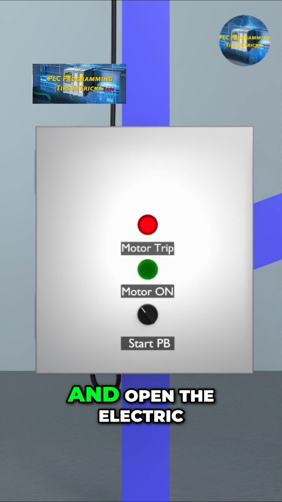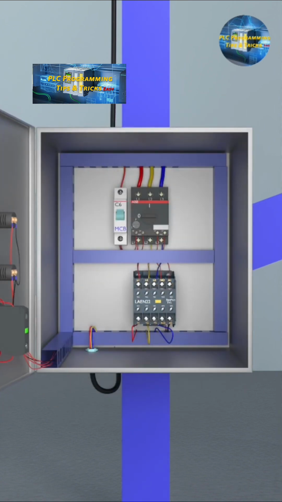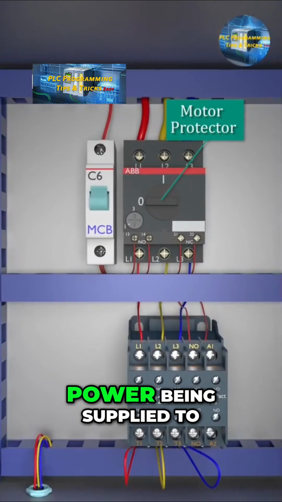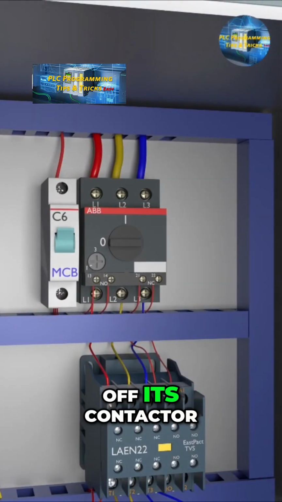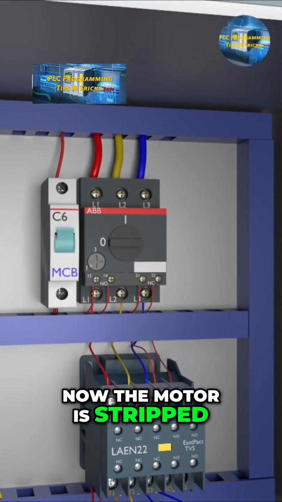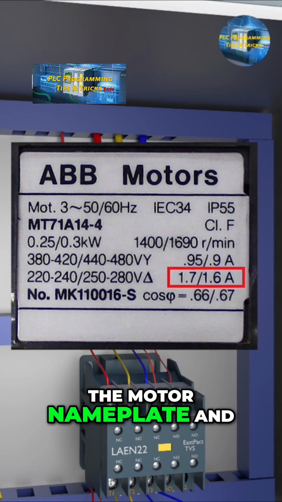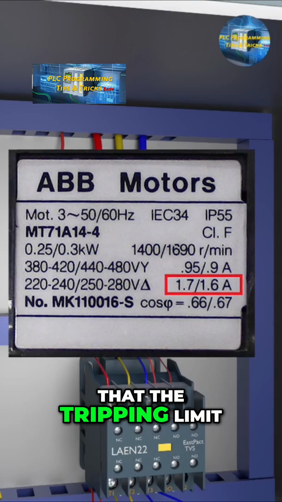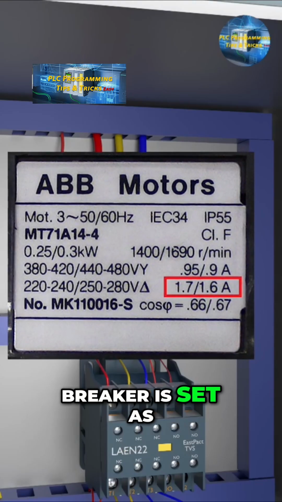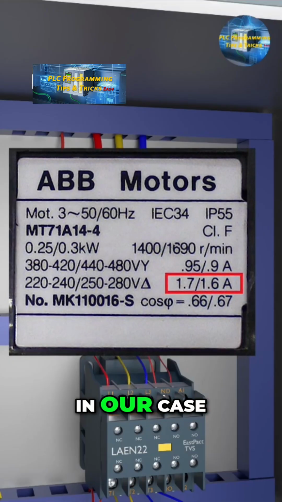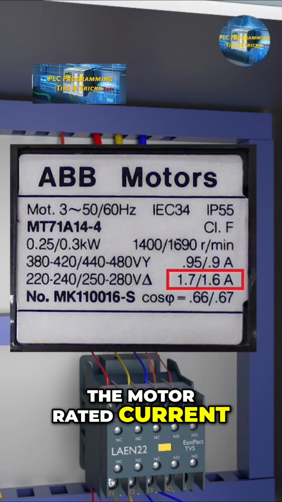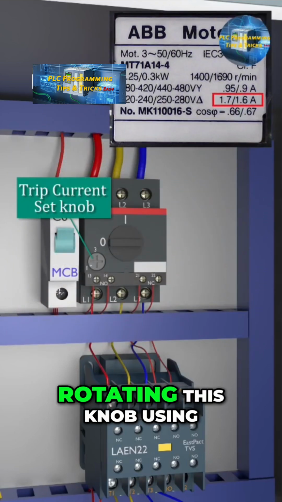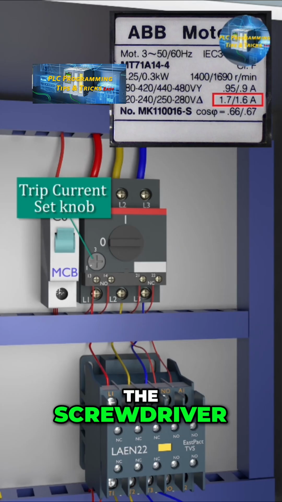If we go back and open the electric panel for this motor, you can see that the motor protector is tripped and thus cuts the power being supplied to the motor by turning off its contactor. Now the motor is tripped. First we can check the motor nameplate and check the rated amps of the motor. We have to confirm that the tripping limit in the motor protector breaker is set as per the motor nameplate. In our case, you can see that the motor rated current is 1.6 amps. So we can set the current limit by rotating this knob using the screwdriver.